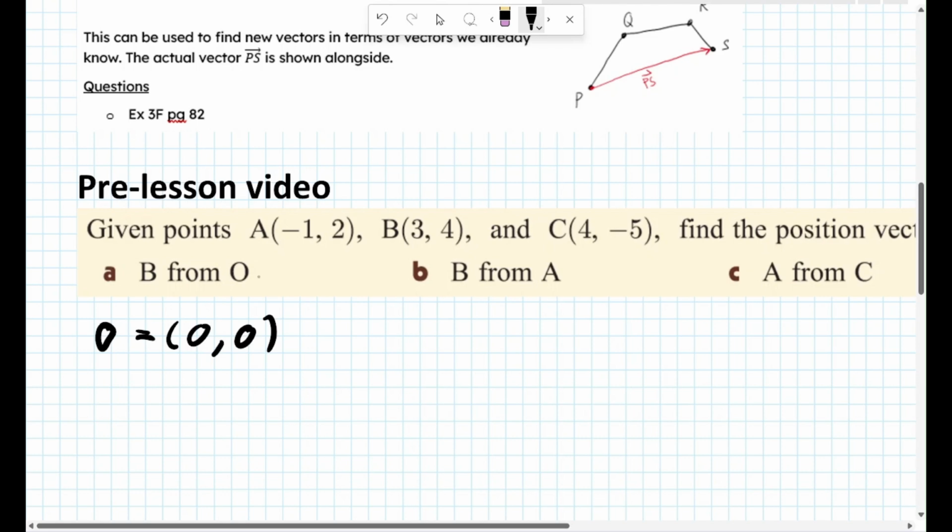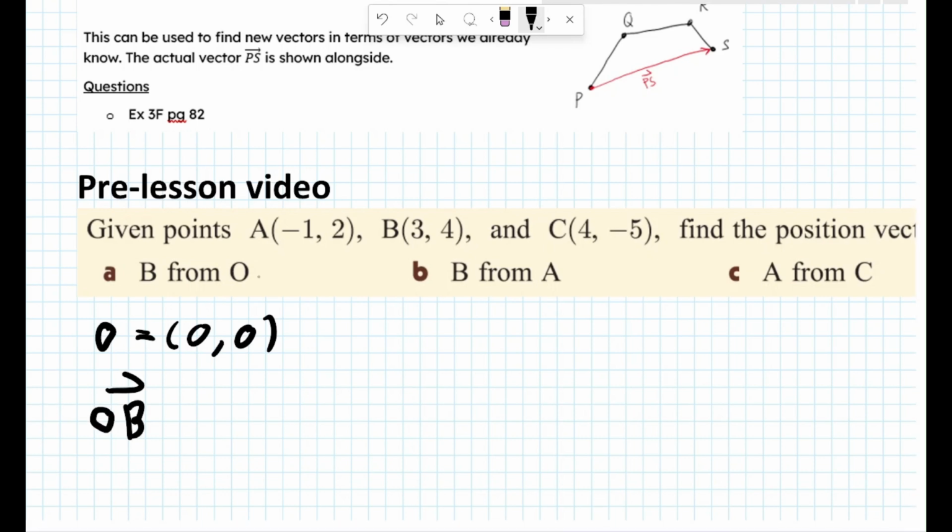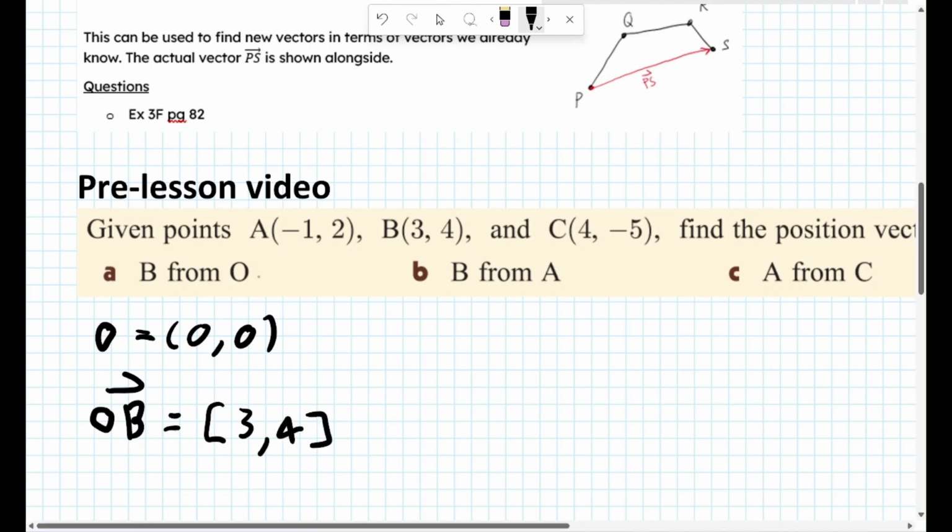Well, if I think about how to get from O to B, you literally just go the coordinates of B. So that's (3, 4). And we'll do that in vector form, because going from the origin to that point, I'll have to go 3 right and 4 up.